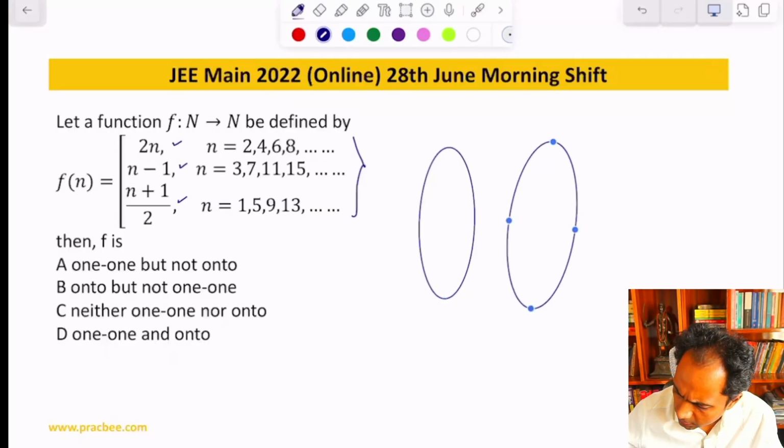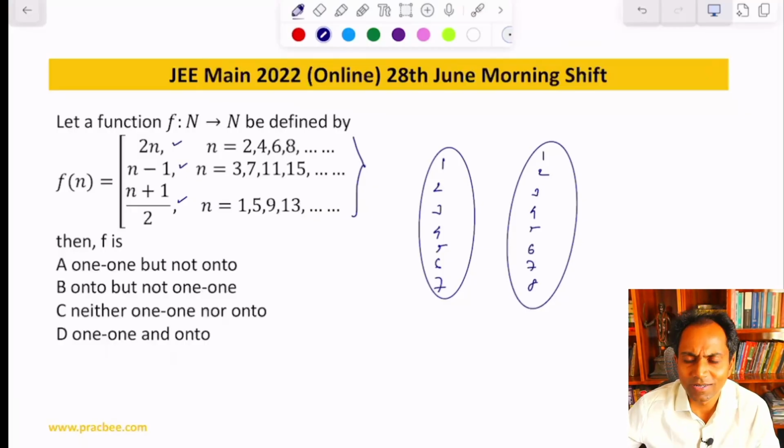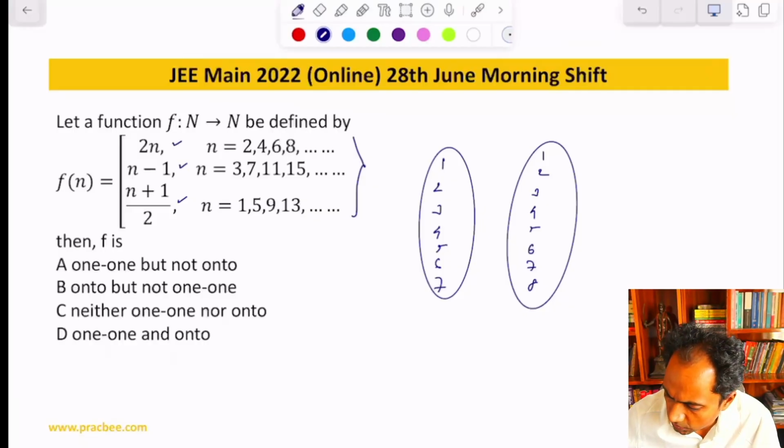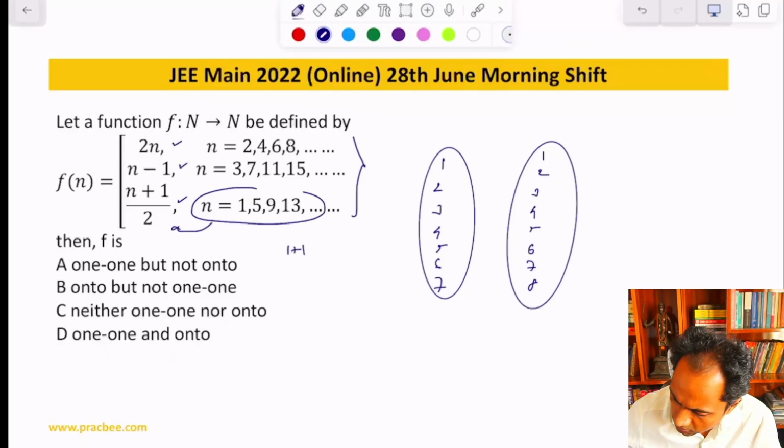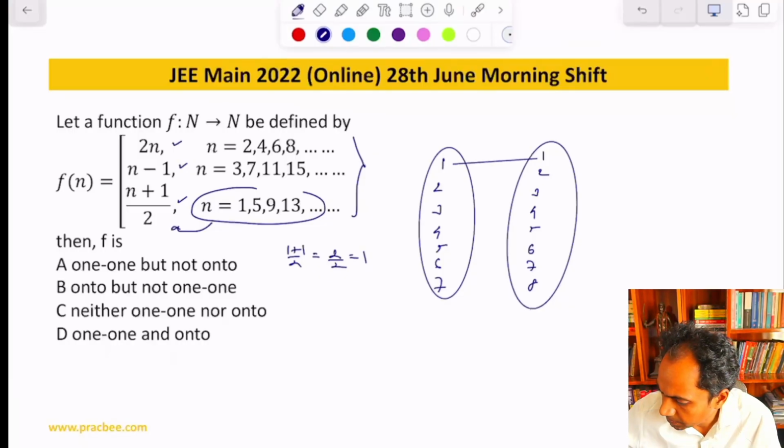If I do at least 5, 6, 7 values, 1, 2, 3, 4, 5, 6 and 7, and 1, 2, 3, 4, 5, 6, 7 and 8, I will have a decent idea of what is happening. So let us say I substitute 1. Since it is 1, this function will be followed. I will have to substitute 1 here. That will make it 1 plus 1 divided by 2, which is equal to 2 by 2. That is 1. So 1 will get mapped to 1 only.